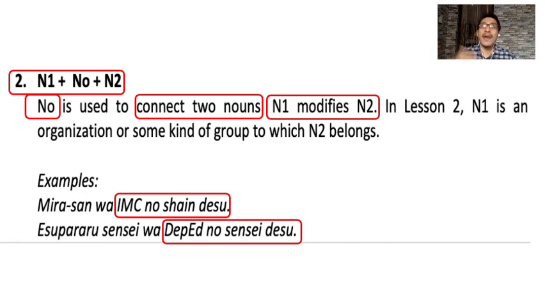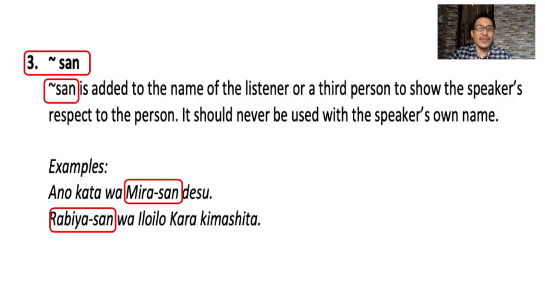Toyota, what do you call this? Toyota wa Nihon no kuruma. So Toyota is a Japanese car, for example. Okay? So, let's move on to the third pattern, san.